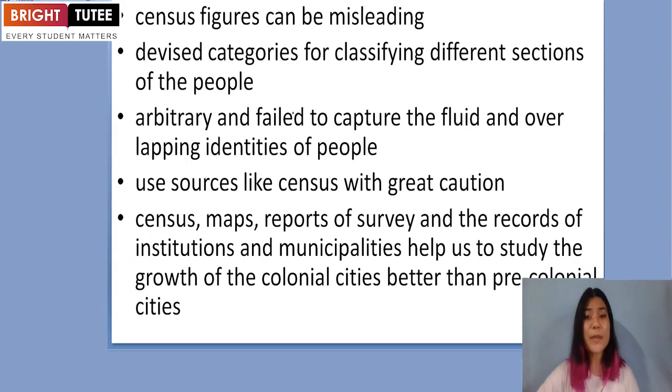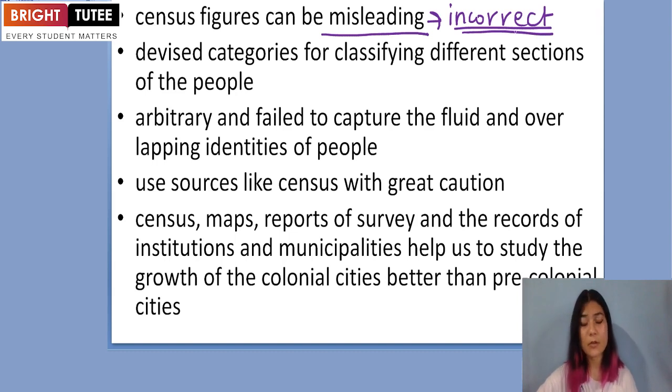urbanization. Okay. Now, what we have to understand is that census reports give us a lot of information. But we have to understand that the numbers, the information that we get from the census sometimes can be misleading, sometimes can be incorrect. They're not always correct. Sometimes they do not report the exact numbers. They do not report the exact situation on the ground of the people.